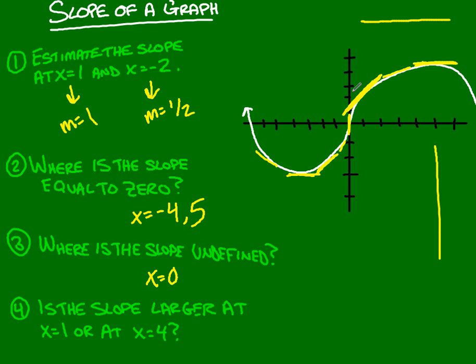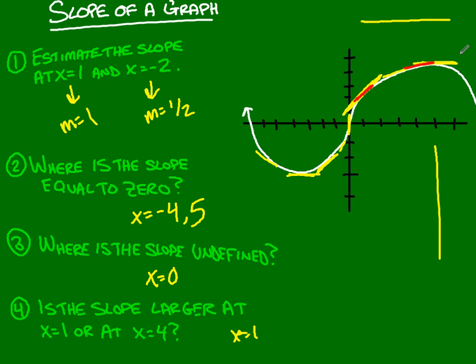All right, and the last question, is the slope larger at x equals 1 or at x equals 4? So we did x equals 1 right here. X equals 4 is right here. Where is the slope larger? Where are you rising more quickly? Well, definitely when x equals 1, you could even kind of estimate like we did earlier. That's a slope of 1. This looks like it's a slope of maybe 1/8 at best, sort of thing.